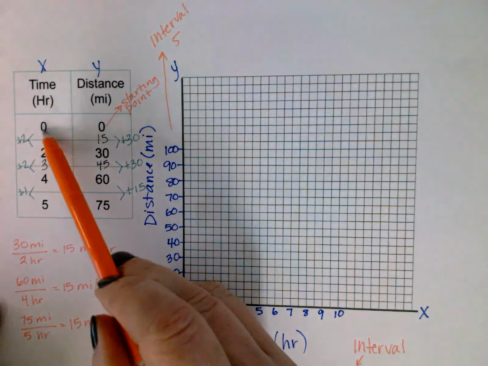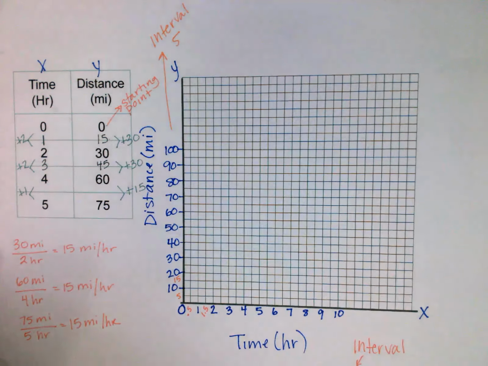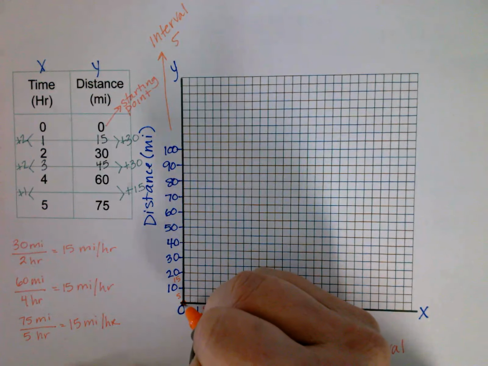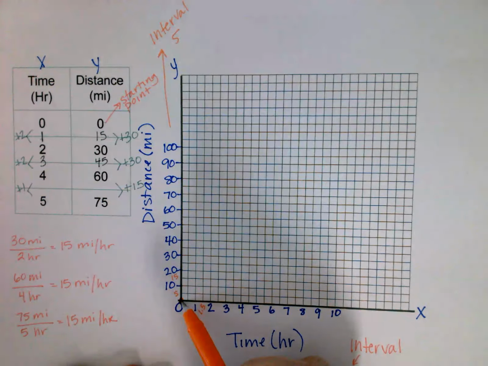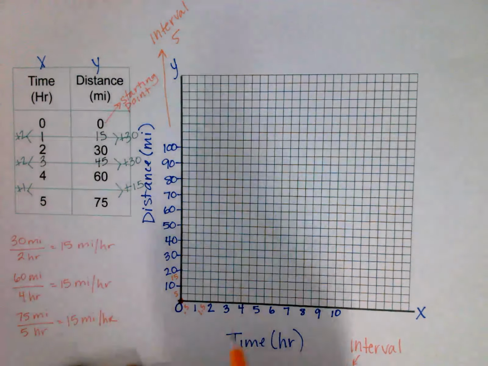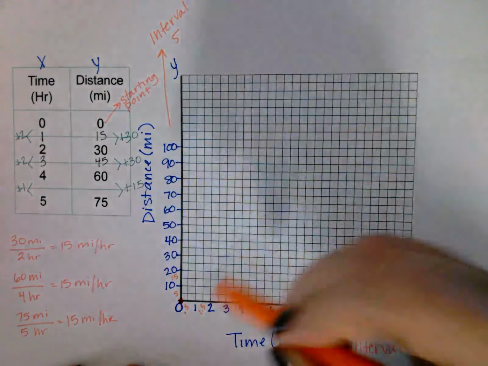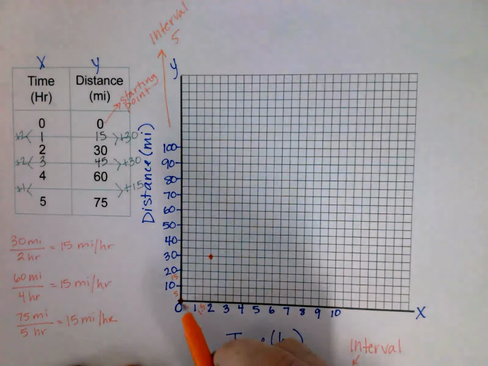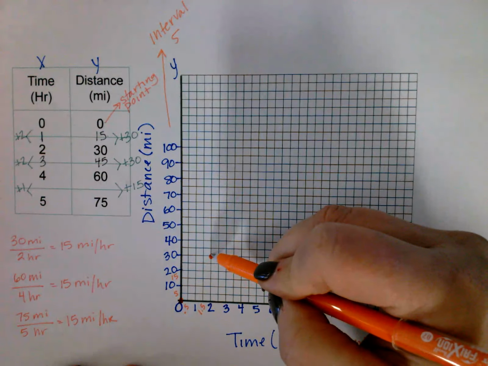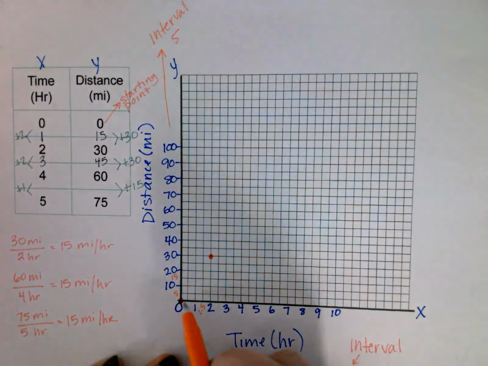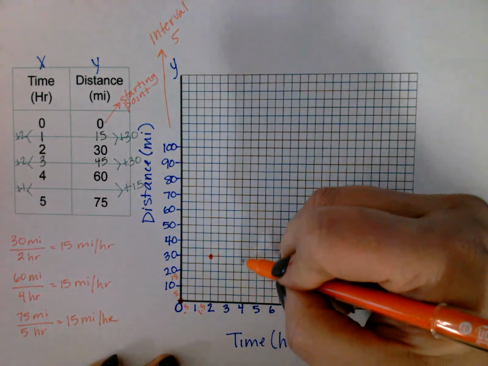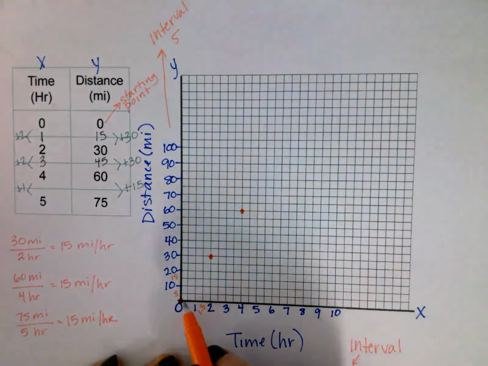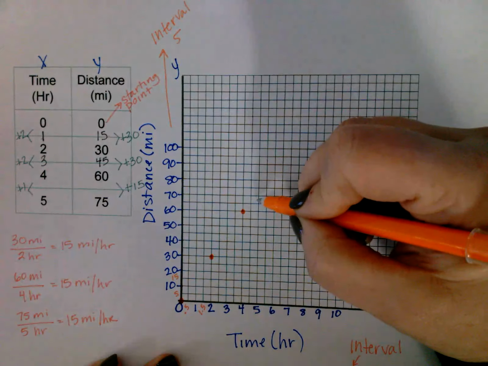Now we're going to graph just the original 4 ordered pairs that I gave you. Very carefully, we have the point 0, 0, so right here at the origin. We have the point 2, 30, so you're going to go right to the 2, and then you travel up to the 30. Take your time, right to the 2, up to the 30. Then we're going to go to the 4 and up to the 60. Finally, we travel to the 5 up to the 75.